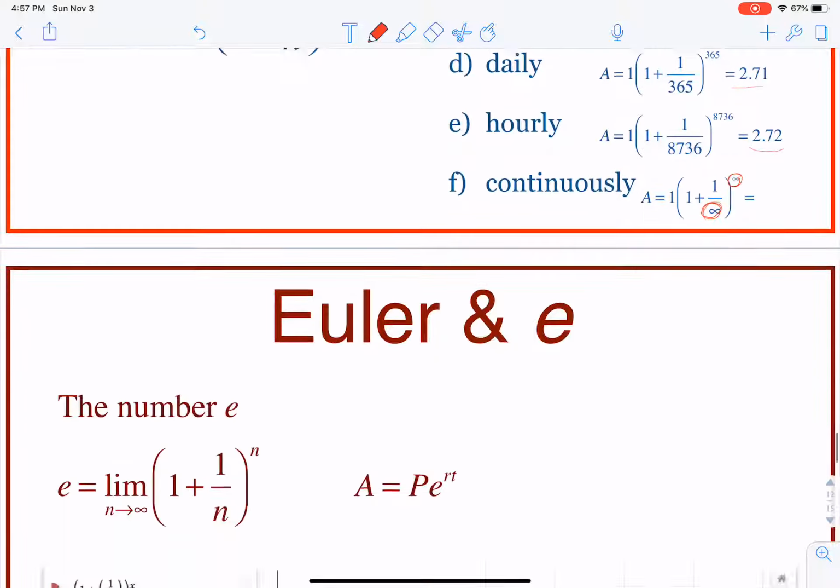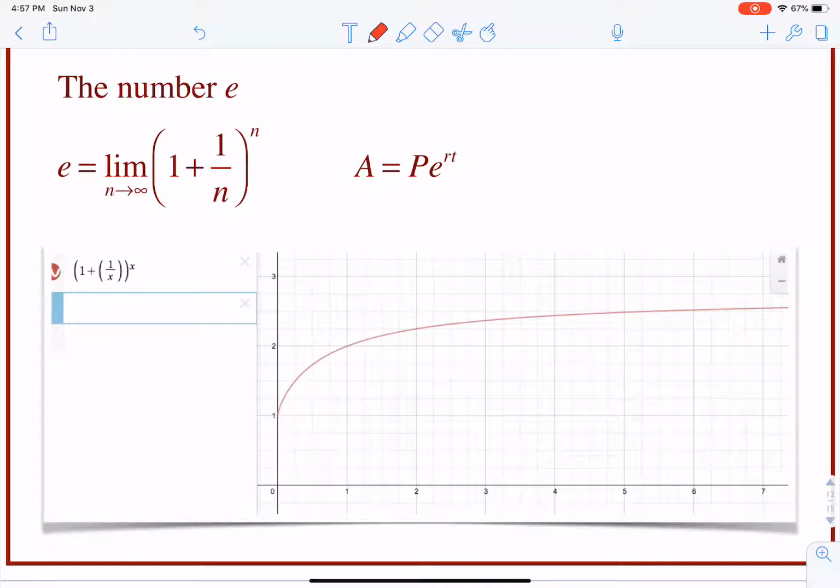So what I went ahead and did is I graphed what this would look like. So I can see here that as n is getting closer and closer to infinity, it ends up sort of leveling out here. So looking at this graph, it ends up leveling out to a value which we call E. And E is the value 2.71828, and so on and so forth. It's an irrational value. And so E is the limit as n approaches infinity.